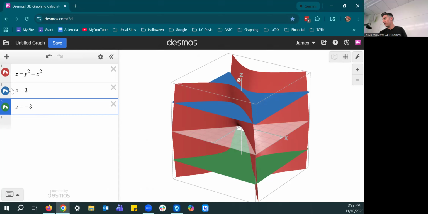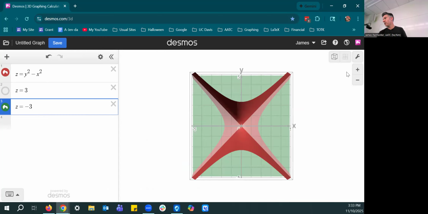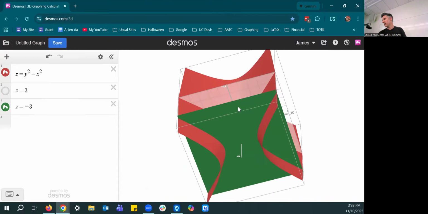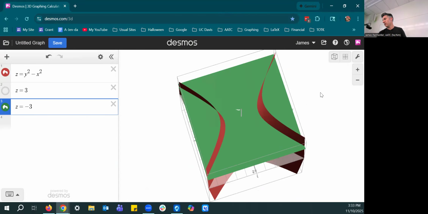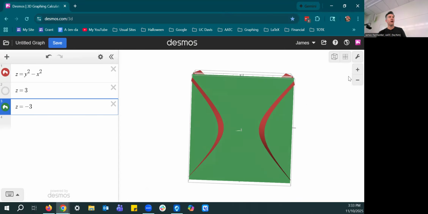And turn this one off. There's your other hyperbola going the other way. Kind of harder to see from this side though, right? But that's not what I meant to do. You can kind of see, oops, stop moving around like that. Anyway, there you go, right there it is.